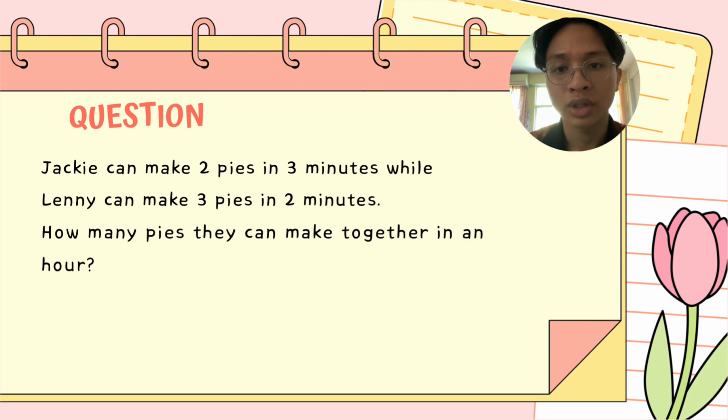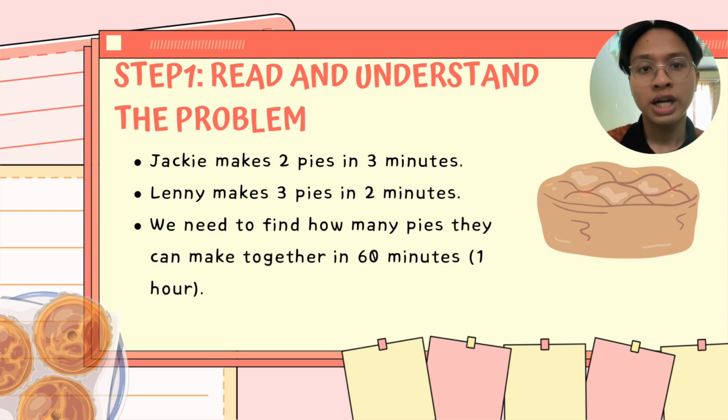So we jump into the question. Jackie can make 2 pies in 3 minutes while Lenny can make 3 pies in 2 minutes. How many pies can they make together in an hour? So, step 1. Read and understand the problem. Jackie makes 2 pies in 3 minutes while Lenny makes 3 pies in 2 minutes. We need to find how many pies they can make together in 60 minutes, which is 1 hour.